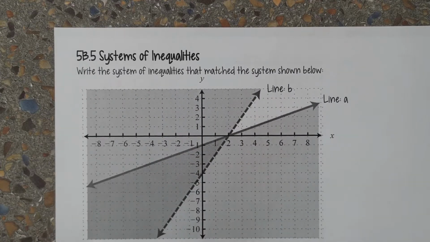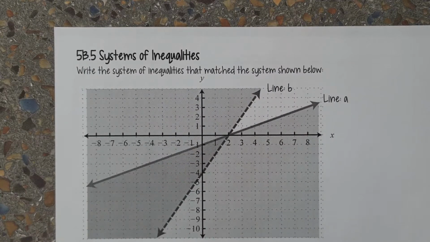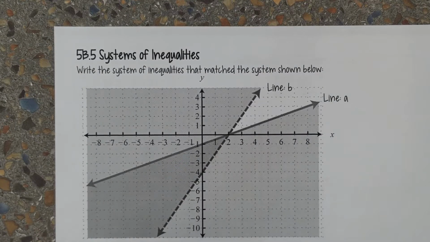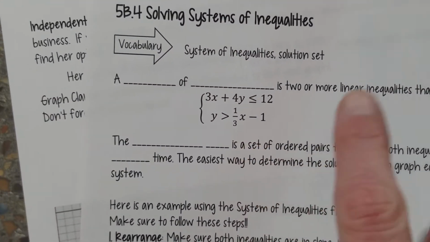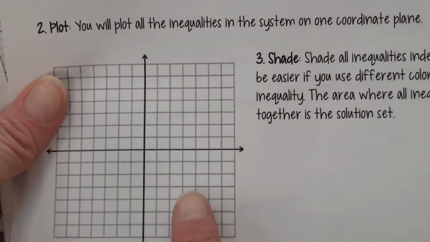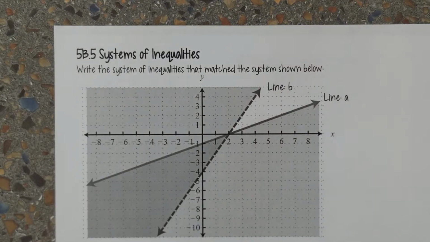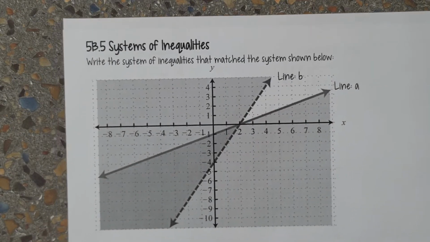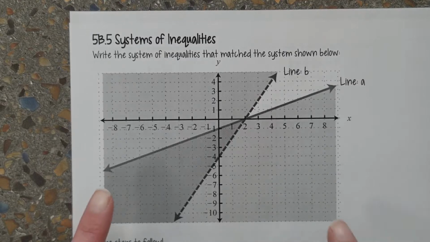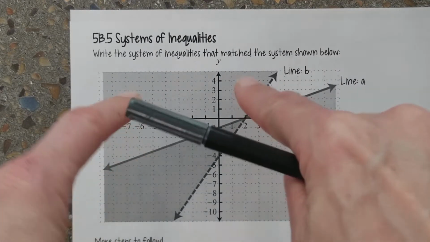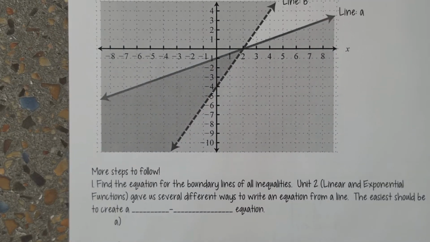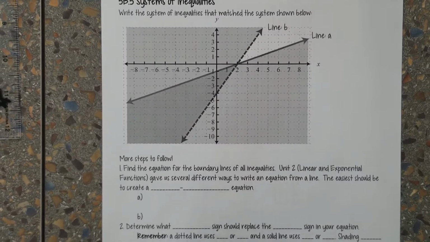So the first lesson, the 5B.4 that we did, we learned how to take a system of inequalities like this one and graph it on one graph together, a coordinate plane, and we shaded them and we found where those colors crossed, and then that's how we knew where the solution was. In 5B.5, what we're doing is we're being given the graph and we have to come up with the system of linear inequalities. So we're going to learn how to take this and write a system.